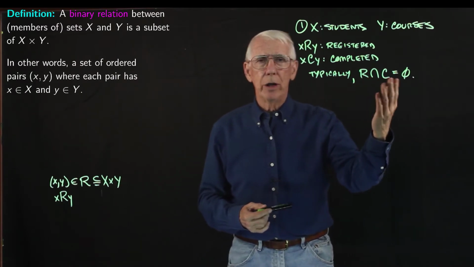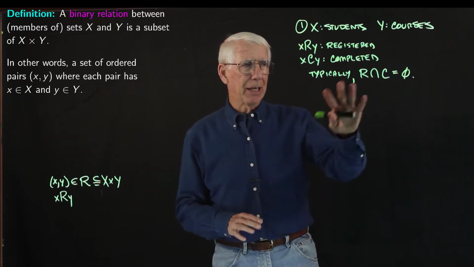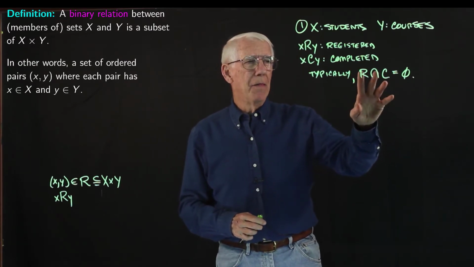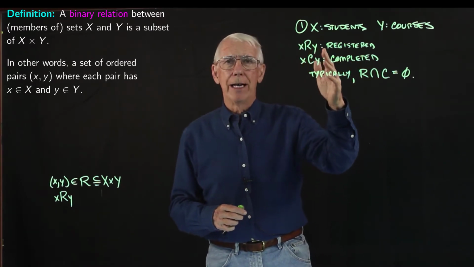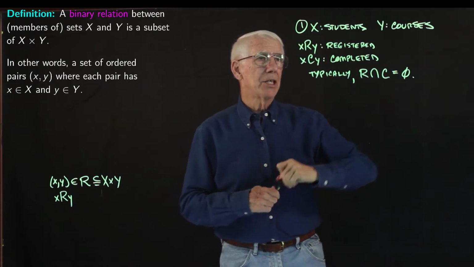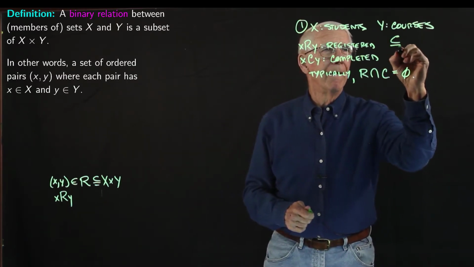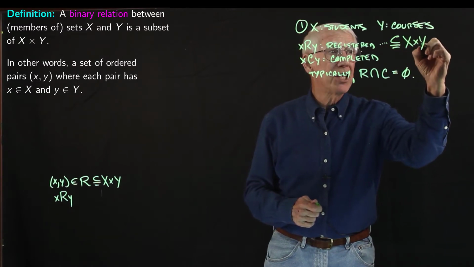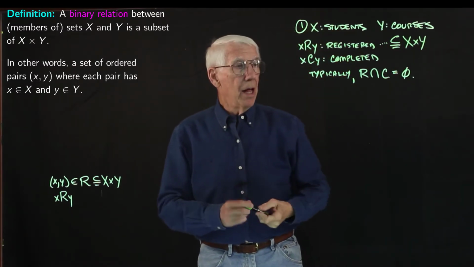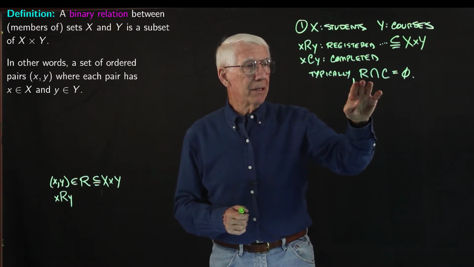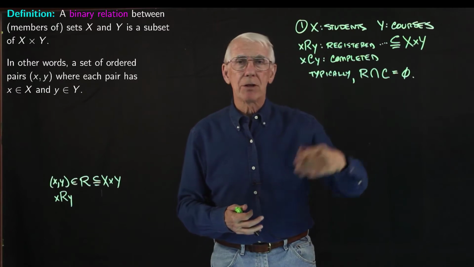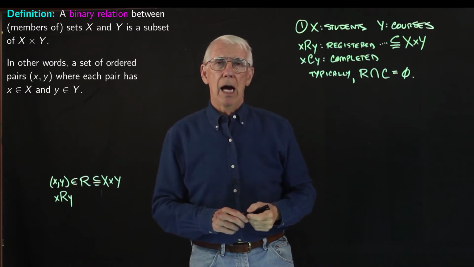And I'm writing that only to emphasize, it's not because we're going to use this, that the relations R and C are both subsets of X cross Y. They're sets. And so the fact that they're sets makes it sensible to be talking about the intersection of the sets, and perhaps a set being an empty set.